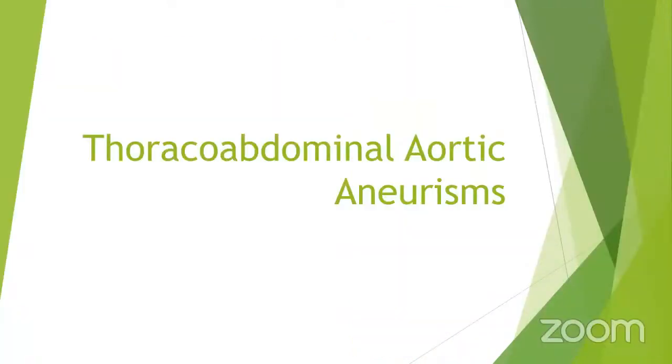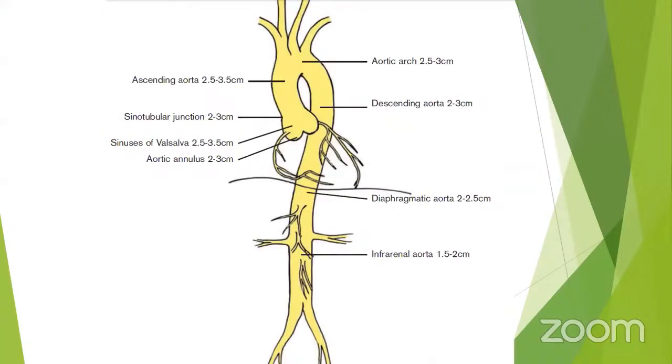Now we'll jump to our main topic, the thoracoabdominal aortic aneurysms. These are the normal dimensions of the aorta. By definition, an aneurysm is a dilatation of an artery with a diameter at least 50% greater than the normal size of that artery. Aneurysmal degeneration can occur anywhere in the aorta, either thoracic, abdominal, or thoracoabdominal. Most occur in the abdominal aorta.